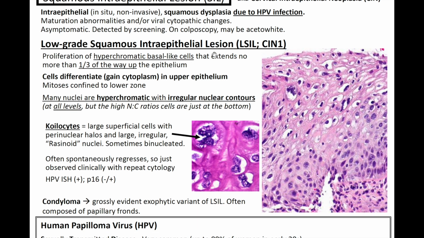However, another common thing we see in the cervix is dysplasia, or squamous intraepithelial lesions, or SIL, also known as cervical intraepithelial neoplasia. This is intraepithelial, in situ or non-invasive squamous dysplasia that's caused by HPV infection. There are maturation abnormalities and/or viral cytopathic changes. It's asymptomatic, detected by screening. On colposcopy, a squamous intraepithelial lesion may be aceto-white.